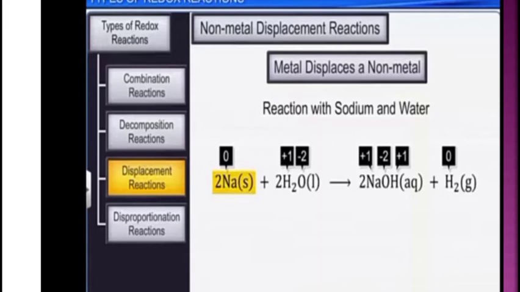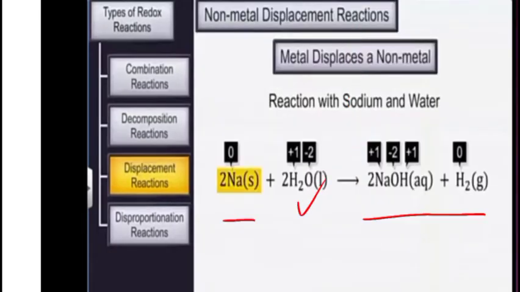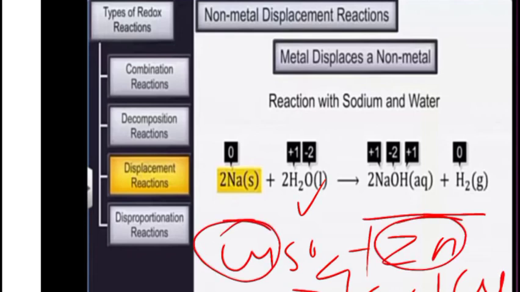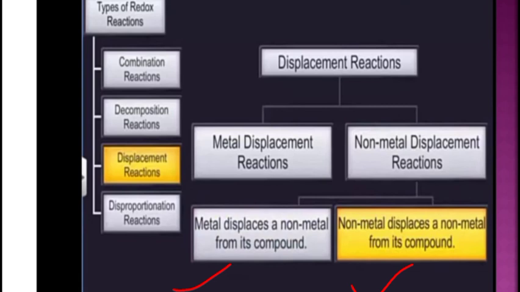Then another example is also given here. A metal displacement reaction, in this type of redox reaction, is one in which a metal in a compound is displaced by another metal. For example, copper sulfate and zinc. If you take the reaction between copper sulfate and zinc, we will get the compound zinc sulfate plus copper. So Cu is replaced by zinc. That is an example of a metal displacement reaction. For non-metal displacement reaction, we have seen sodium.